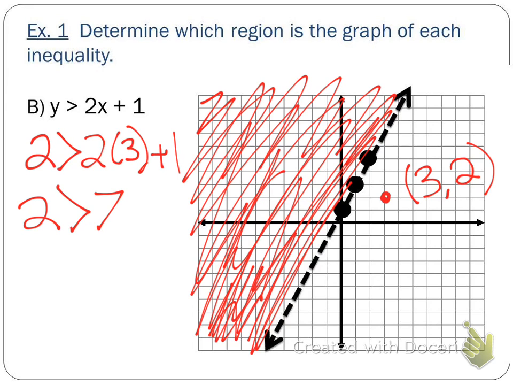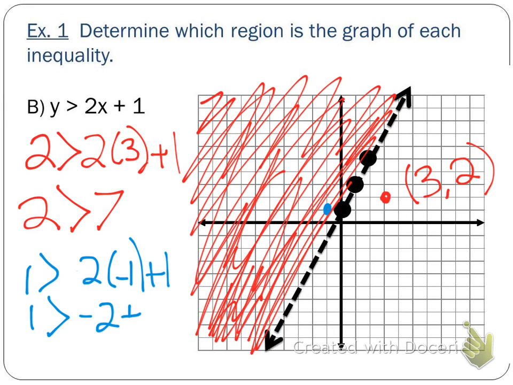Now, if you're like, what is she talking about? I don't understand how this could possibly work. Pick a side over there. You can double check again. I'm going to pick -1, 1. That's this point right here. The y is positive 1, the x is negative 1. So 1 is greater than, I got too many negatives. It's negative 2 after you multiply it. So 1 is greater than negative 1. That's true, and it's in the part of the graph that's shaded, so it makes sense.